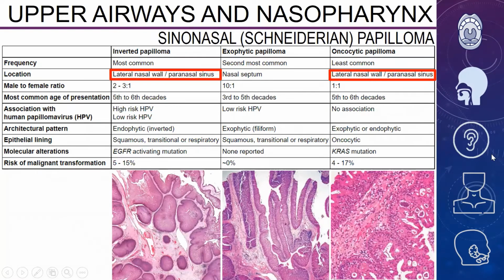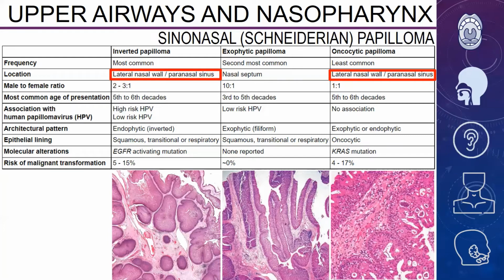Next is sinonasal or Schneiderian papilloma, which is a benign neoplasm arising from the respiratory or Schneiderian mucosa lining the nasal cavity and paranasal sinuses. These lesions occur in three forms. The most common is the inverted papilloma, second is exophytic, and lastly oncocytic, formerly known as cylindrical cell papilloma.